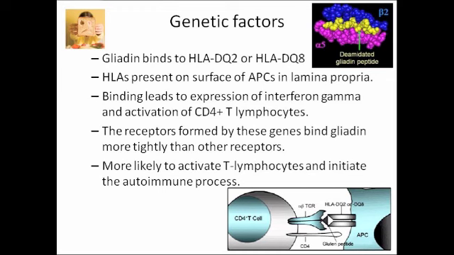The top figure shows the result of the deamidation reaction in which a glutamate residue is formed by cleavage of the epsilon amino group of a glutamine side chain. The bottom figure shows gluten-reactive CD4 T helper cells become activated upon recognition by a TCR of gluten peptides presented by HLA-DQ2 or HLA-DQ8 protein molecules on the surface of antigen-presenting cells in the lamina propria.